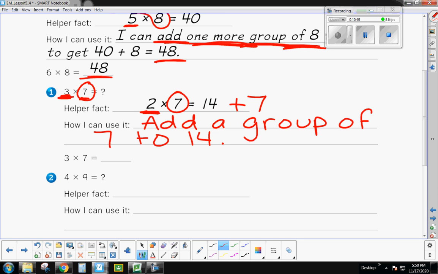Again, boys and girls, if I ever go too fast, remember, pause the video and give yourself that time to think and write down your answer. So 3 times 7 would be 21.